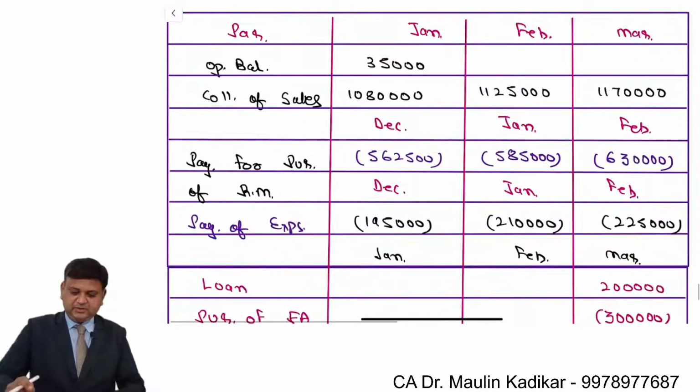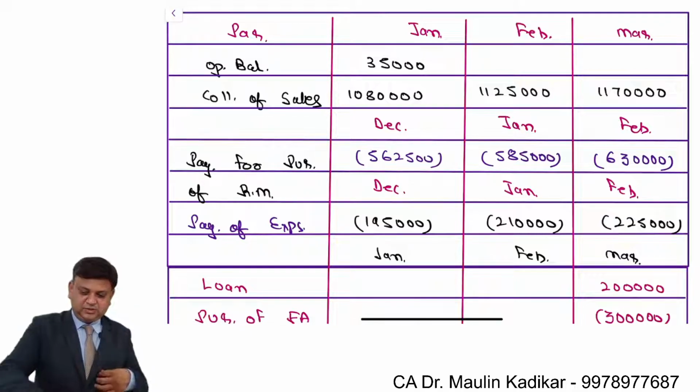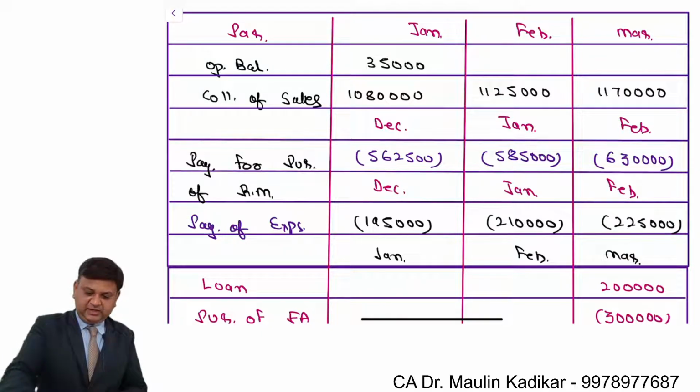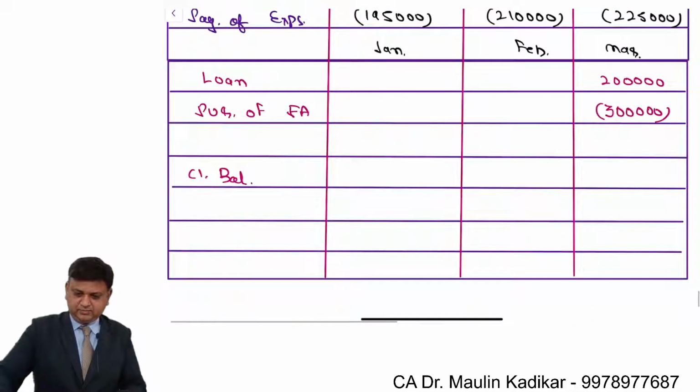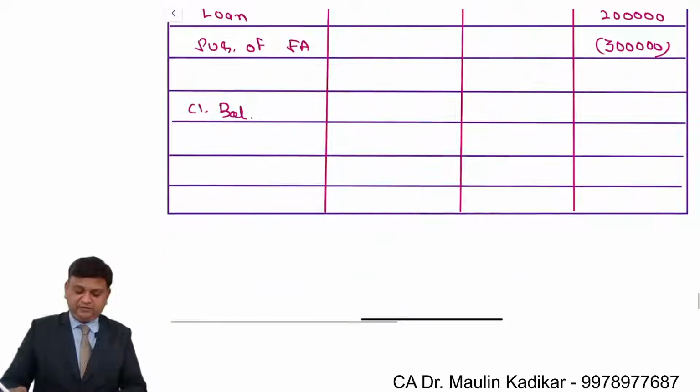So please use your calculator. 45,000 plus 10 lakh 80,000 minus 5 lakh 60,000 minus 1 lakh 95,000. Closing balance is 357,500.